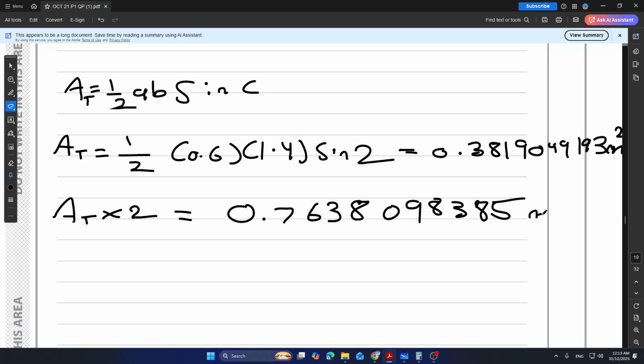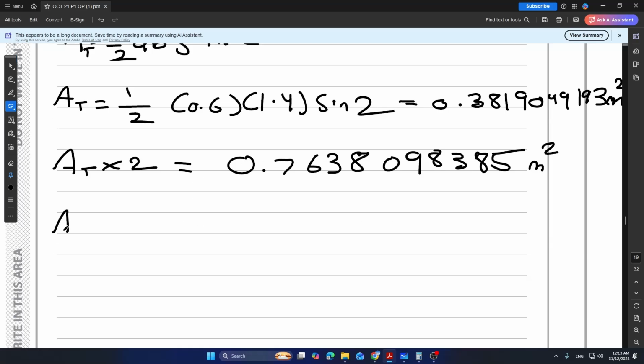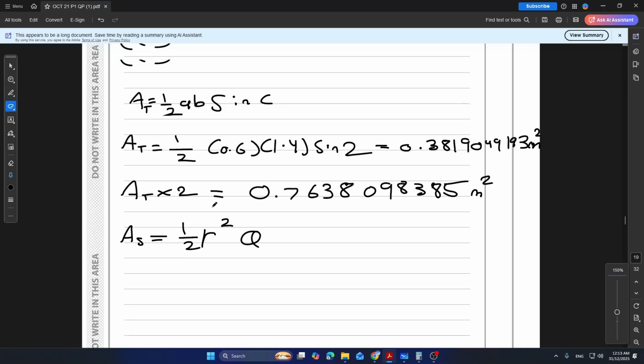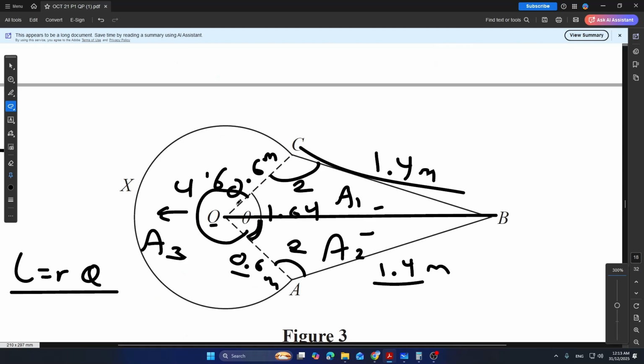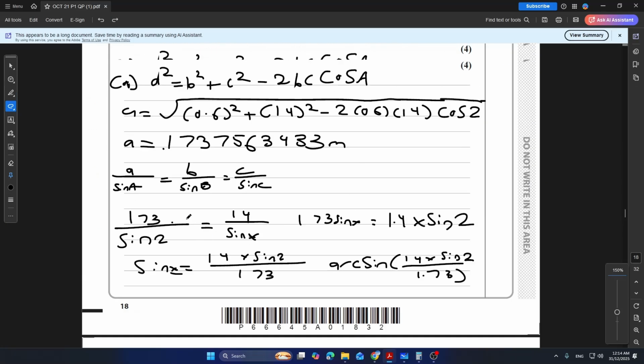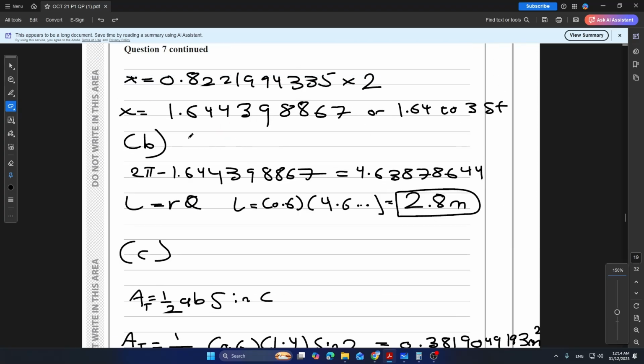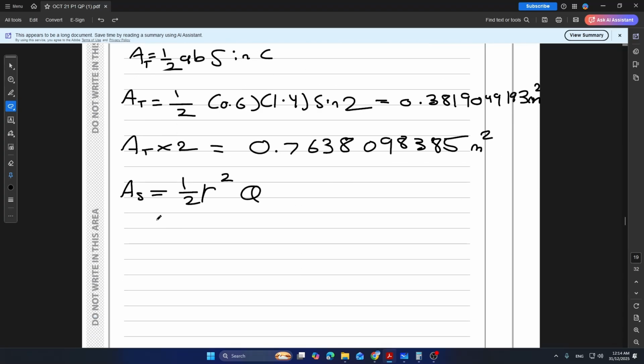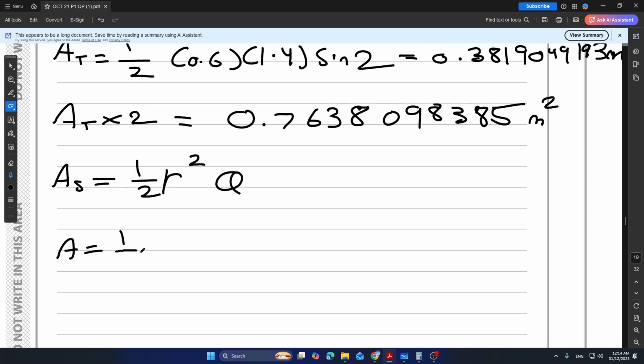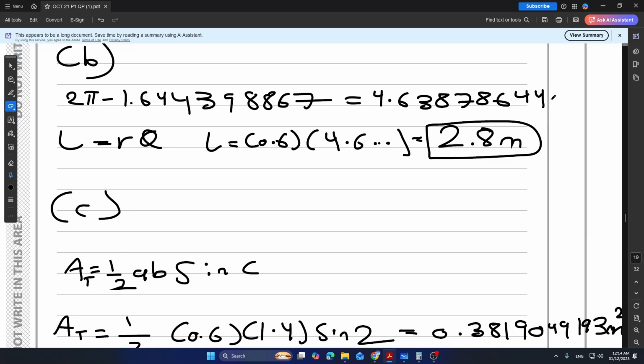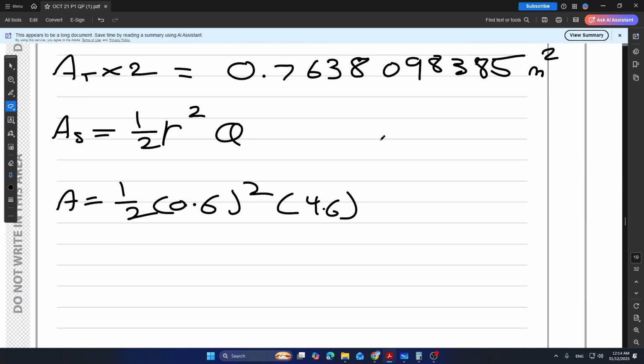Okay, and this is meters squared. So now we will have to find the area of the sector, which is half r squared theta. The angle facing the arc and the radius, we have that already. The angle facing the arc, we already calculated earlier, which is 2 pi minus 1.64. So we can just do area equal to half 0.6 squared, and theta is going to be the 4.6. I can't remember the values up here, but just make sure to copy the entire value in, and we're going to get the answer.